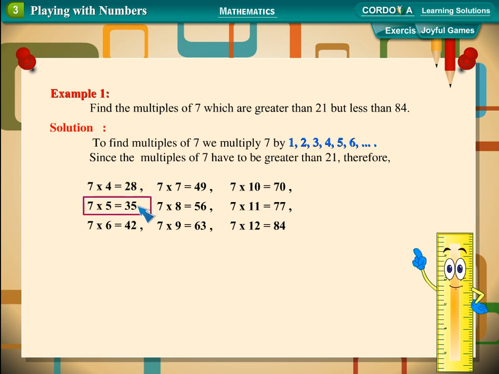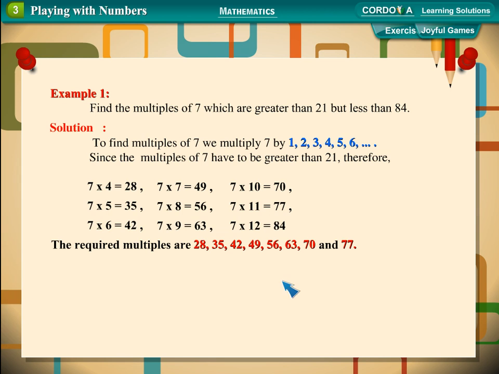7 into 5 is equal to 35. 7 into 6 is equal to 42. 7 into 7 is equal to 49. 7 into 8 is equal to 56. 7 into 9 is equal to 63. 7 into 10 is equal to 70. 7 into 11 is equal to 77. 7 into 12 is equal to 84. The required multiples are 28, 35, 42, 49, 56, 63, 70 and 77.